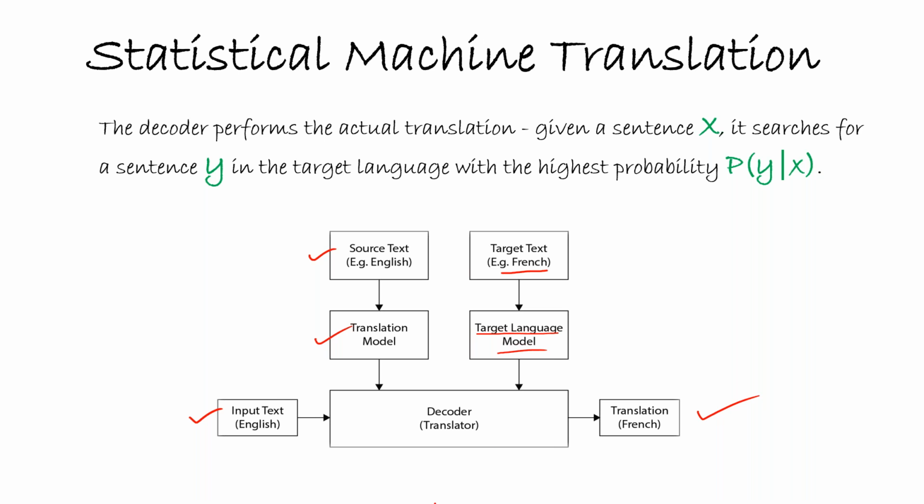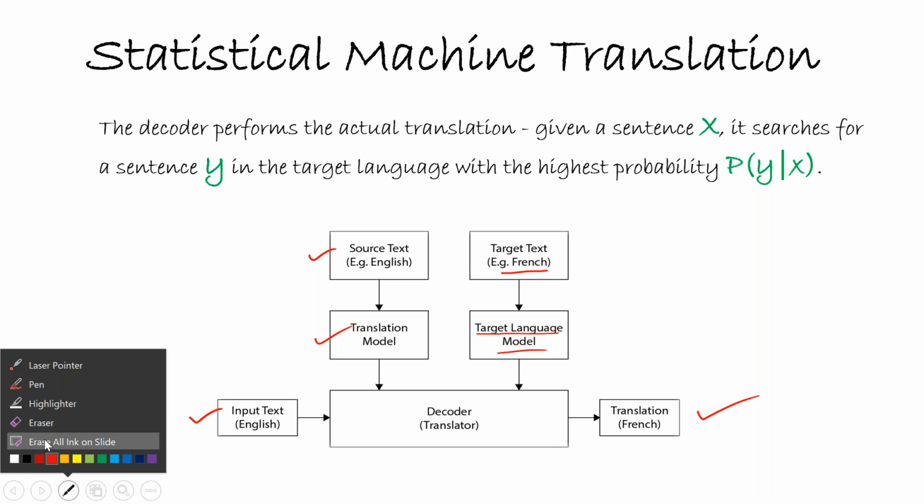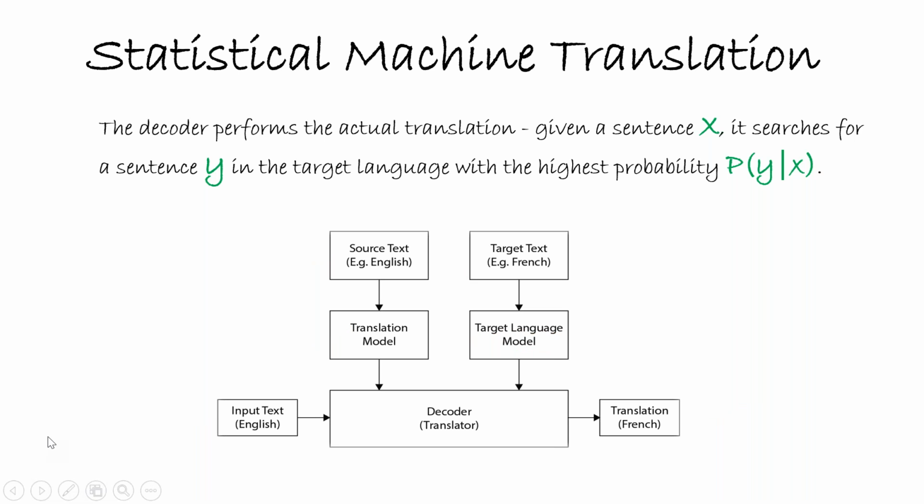So the decoder is primarily the language model that we call. Given a sentence X, it searches for a sentence Y in the target language with the highest probability p of Y given X. Anything which has the highest probability will be taken further as an output for the translated words.